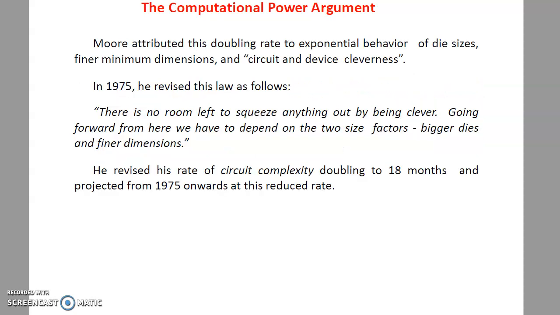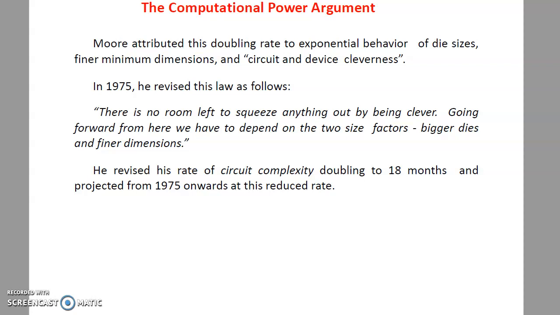Computational power argument further stated that Moore attributed this doubling rate to exponential behavior of die sizes, finer minimum dimensions, and circuit and device cleverness. So he felt that the dies were becoming more and more advanced basically. Okay. In 1975, he revised this law as follows. There is no room left to squeeze anything out by being clever. Going forward from here, we have to depend on two size factors, bigger dies and finer dimensions.